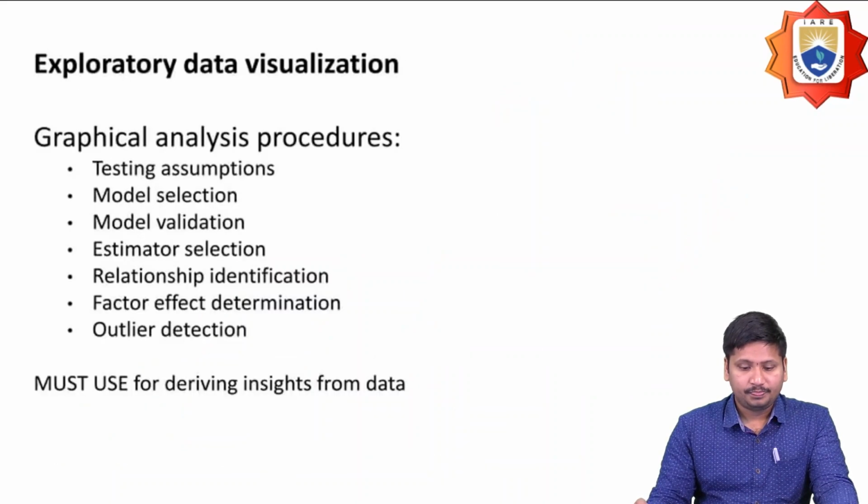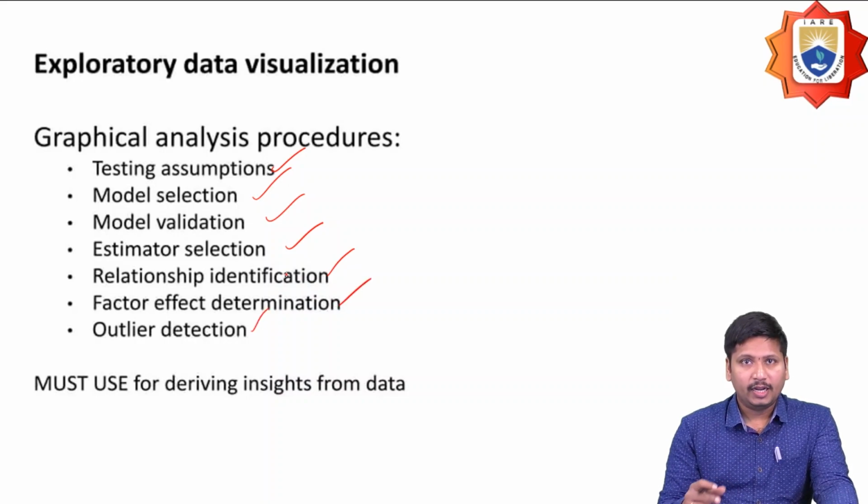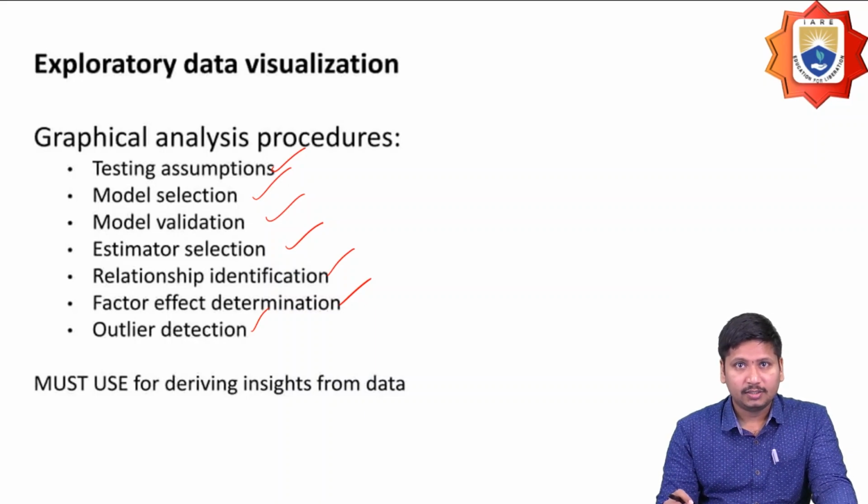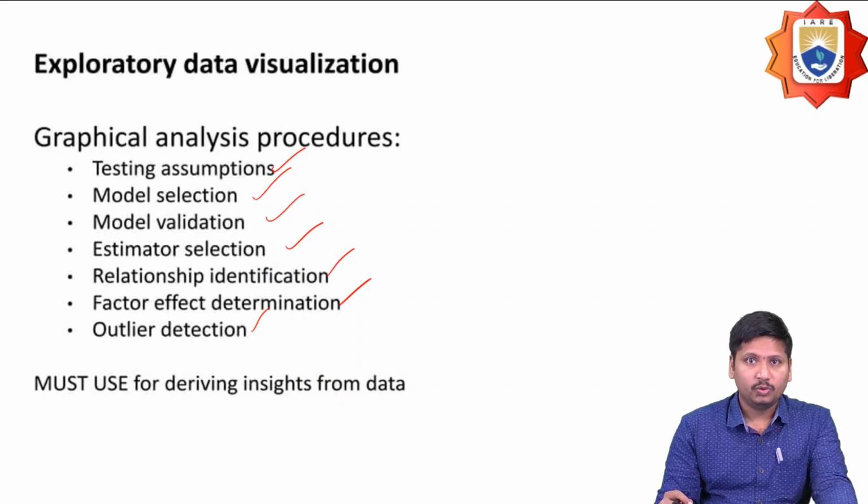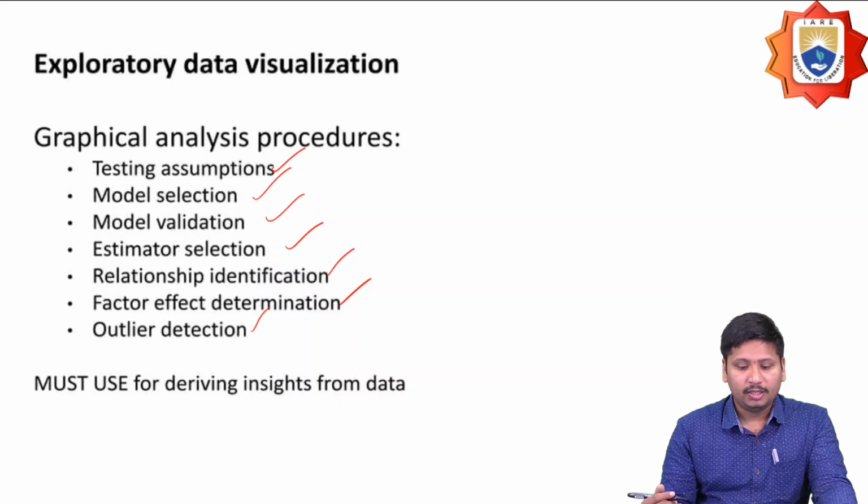Some analysis procedures are also there, like testing assumptions, and then model selection, model validation, estimator selection, relationship identification, factor effect determination, outlier detection. So these are some of the graphical analysis procedures we have for testing the assumptions, for model selection, what kind of model is going to be valid according to the application, and then estimator selection, and then factor effects to be determined, and outlier detection also.